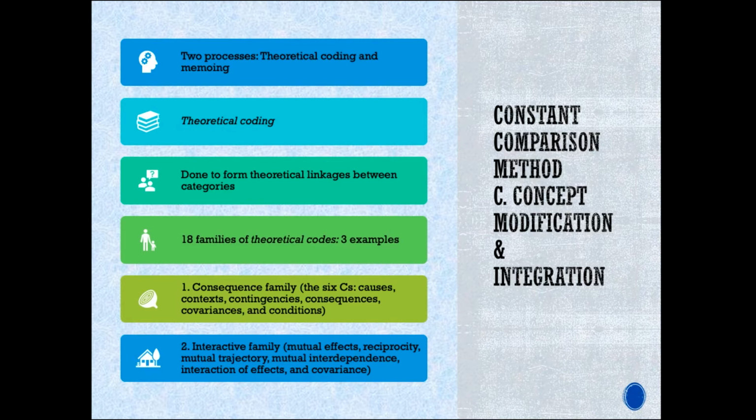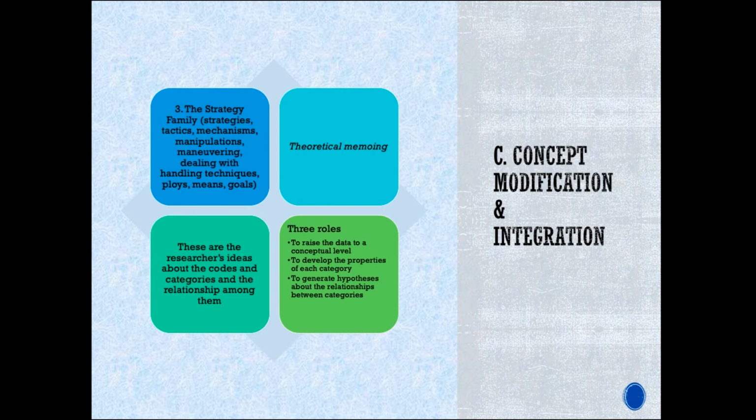And based on the interactive family, we have mutual effect, reciprocity, mutual trajectory, mutual independence, interaction of effect, and covariance. And the last, third one, we have the strategy family, where we have strategies, tactic, mechanism, manipulations, maneuvering, dealing with, handling, techniques, ploy, and means and goals.